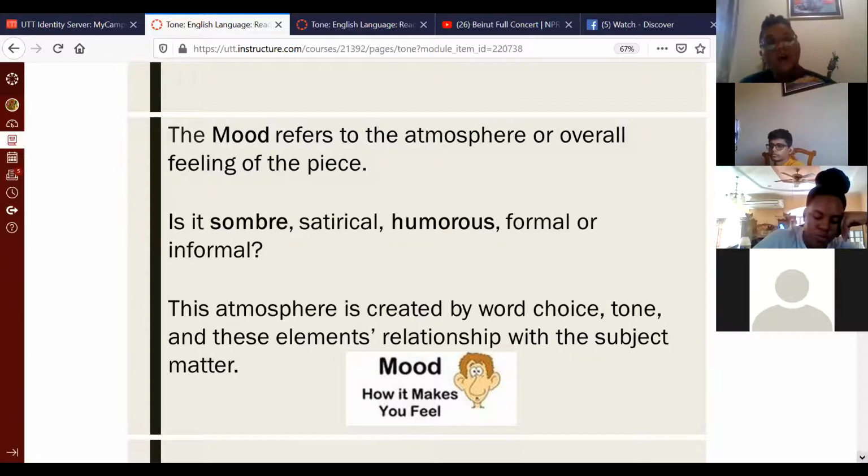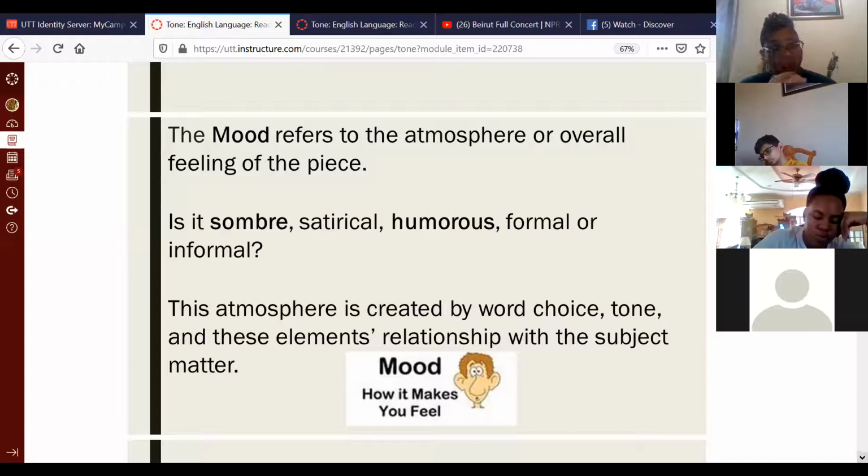So you can have a somber mood. The piece is very serious. It's very dark. It's joyless. There's no flourish of language, or it's very, you know, kind of somber, sad, dour. We can have a satirical mood where the piece has a kind of playfulness, making fun of, ridiculing, humorous. It's funny.